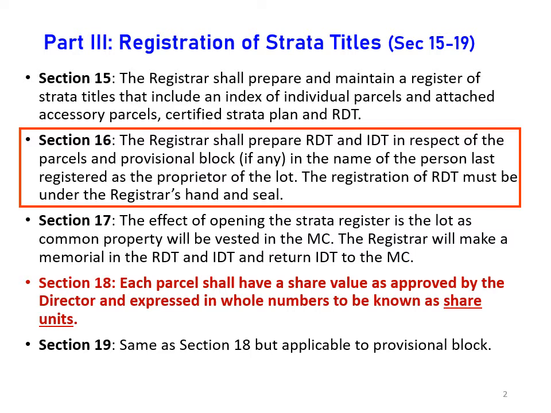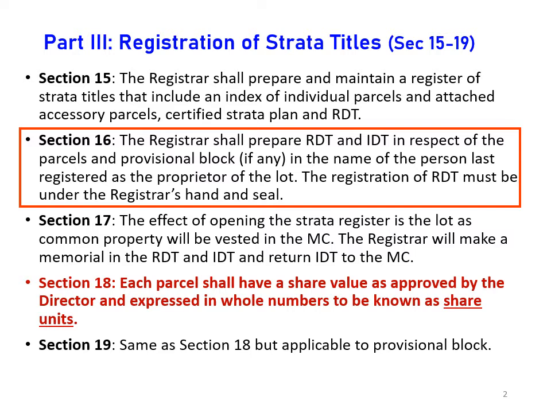The registrar shall prepare RDT and IDT in the name of the person last registered as proprietor of the lot. This means the first time the strata title is issued, the name on the strata title is the name of the owner of the land, the proprietor of the land. So if it's the developer, the developer's name will appear in the strata title. If it's a joint venture between the developer and, say, Mr. A, Mr. A's name will appear in the strata title. Registration of RDT must be under the hand and seal of the registrar, same as land title.